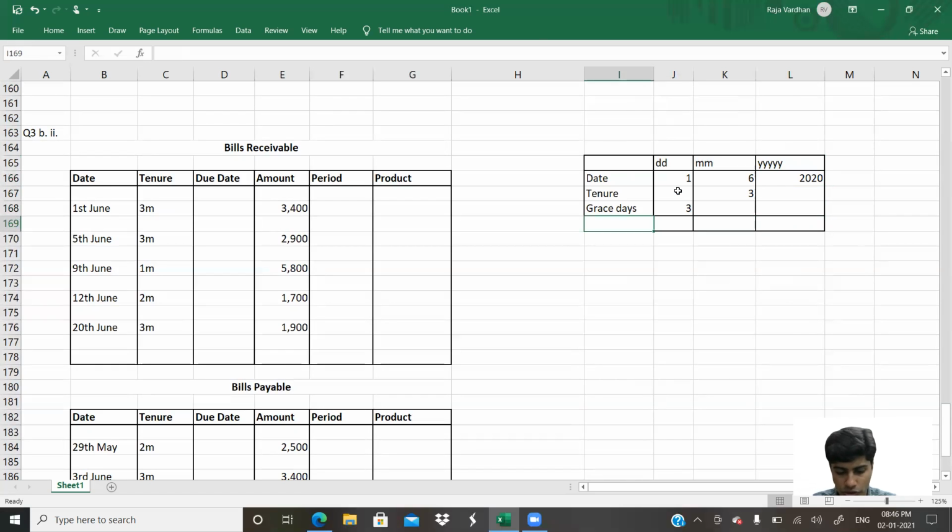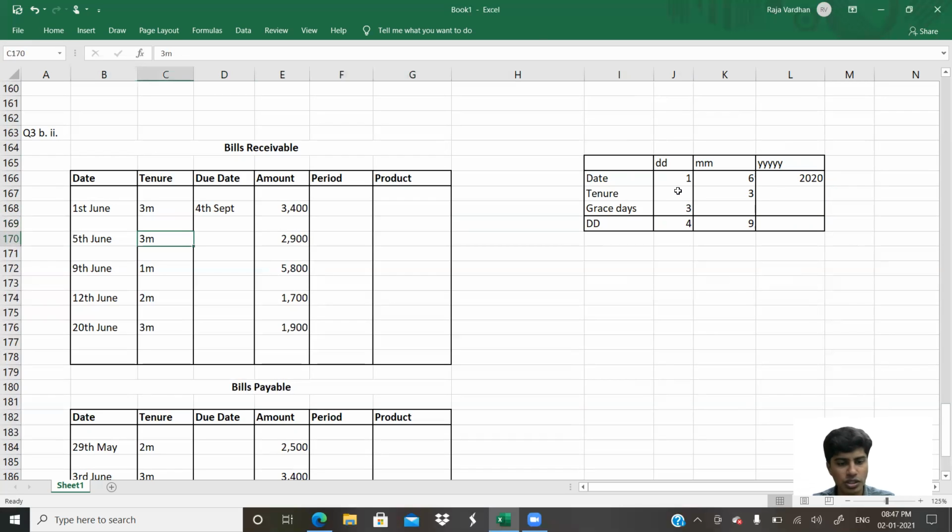So what should we do? We should find the due date or maturity date, whatever it is in this case. So 1 plus 3, I'll write 4. 6 plus 3, I'll write 9. And 2020 will remain. So this will become 4th of September. As sweet as that. Is that difficult? I don't know how you people do it.